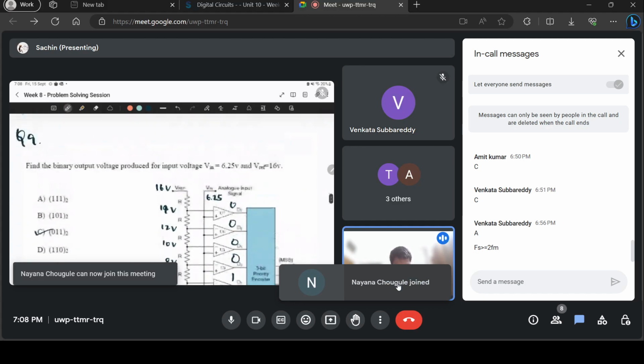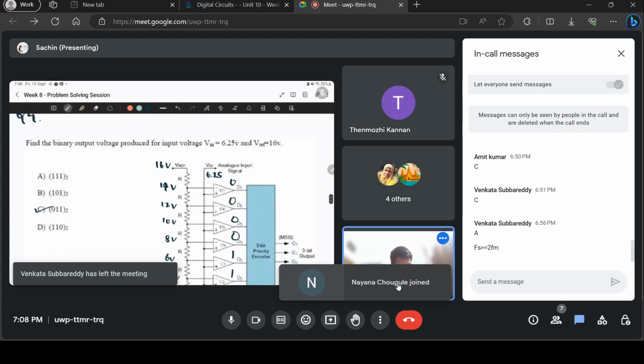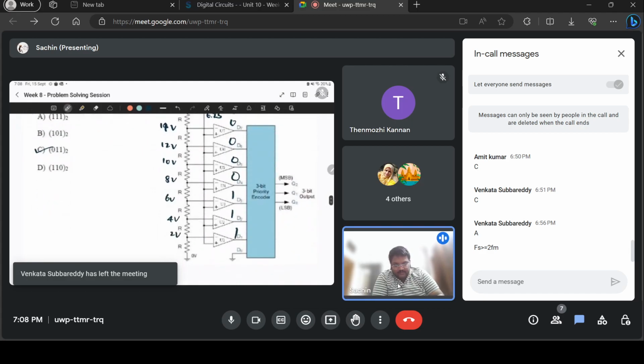Okay, this is also the same as question number 8, except that the input voltage is different and the reference voltage is different.